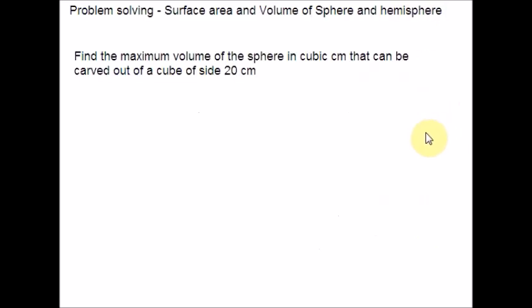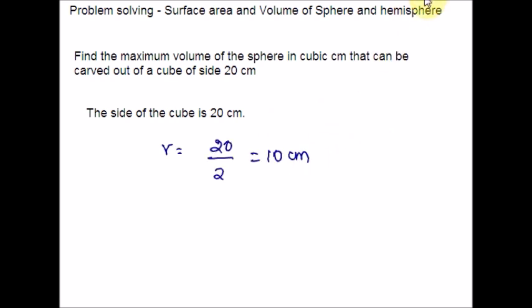Here is our next example. We are supposed to find the maximum volume of a sphere in cubic centimeter that can be carved out of a cube of side 20 centimeter. So the side of the cube is given. The maximum radius of a sphere that can be carved out of the cube is half of this. Now the maximum volume of a sphere that can be carved out of the cube is, we are just going to use the formula and replace pi by 22 over 7 and r by 10.